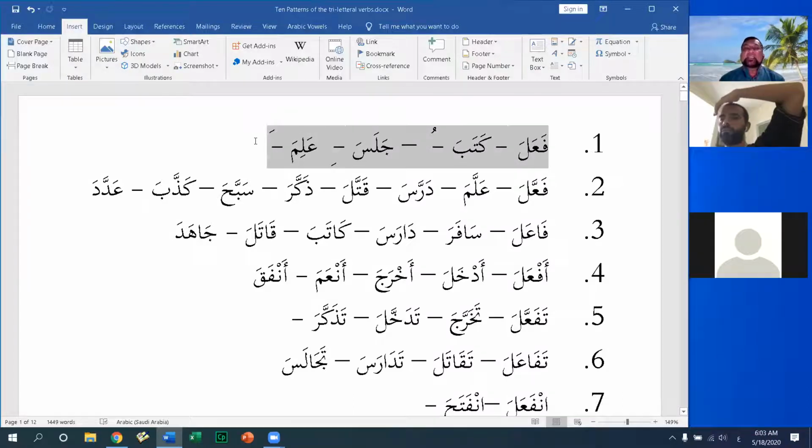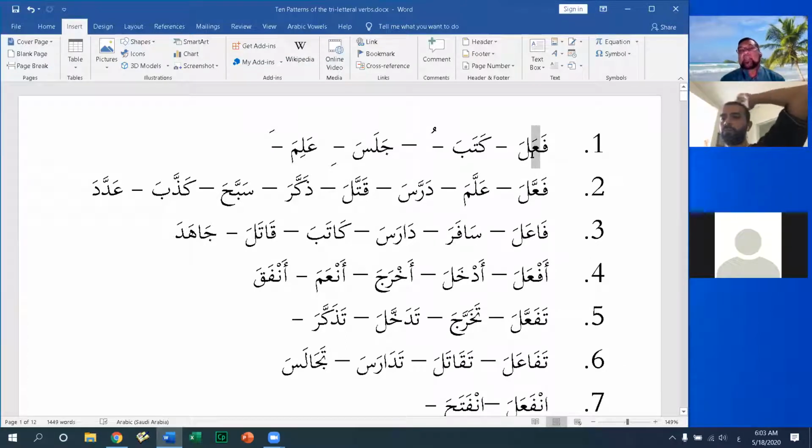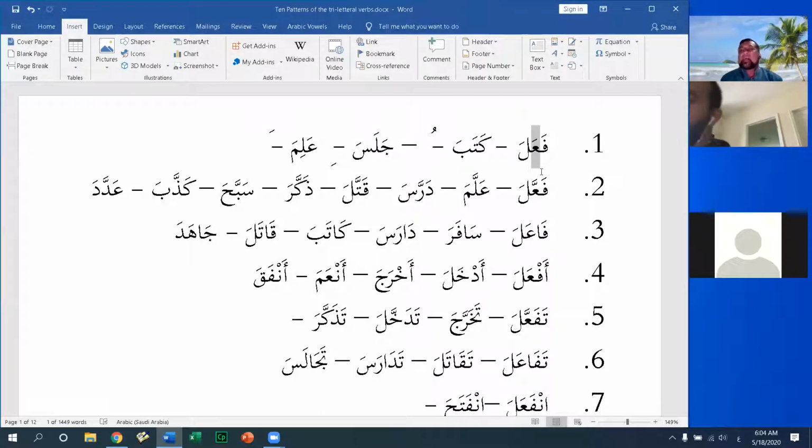But this pattern is the hardest. I'll tell you why it's the hardest. You have to know the ain in the past tense, whether it has fatha, kasra, or dhamma. For example, qatala. But sometimes it can be with kasra, like alima, kataba, or alima.